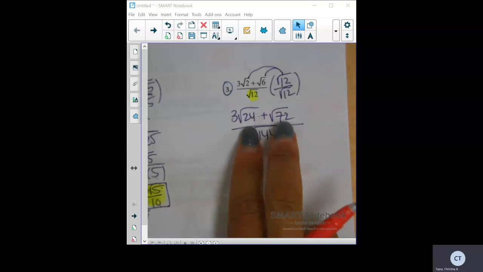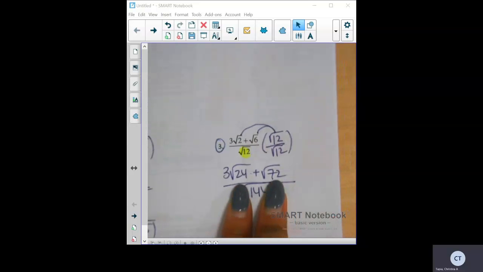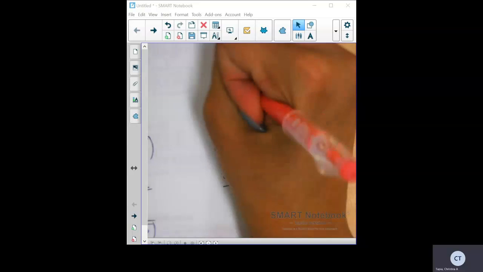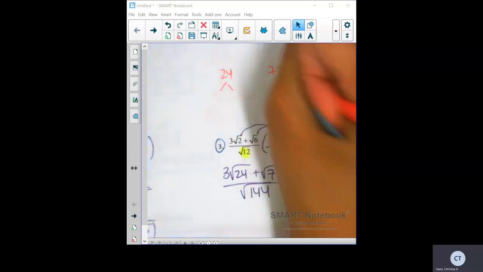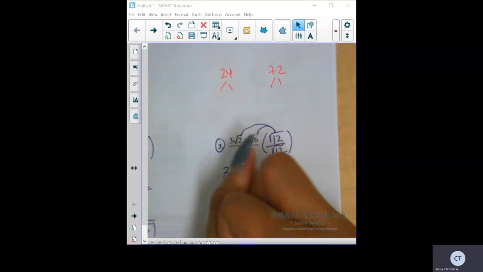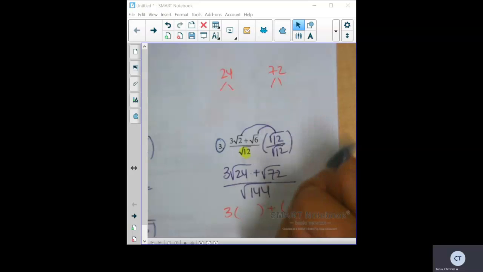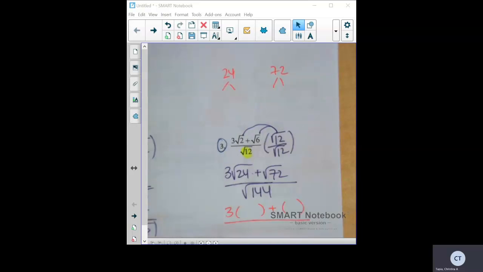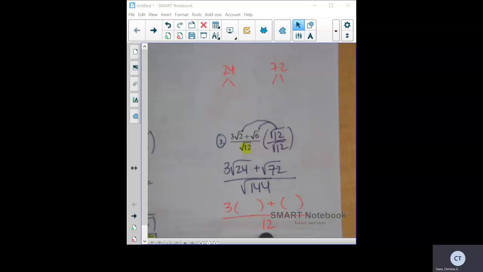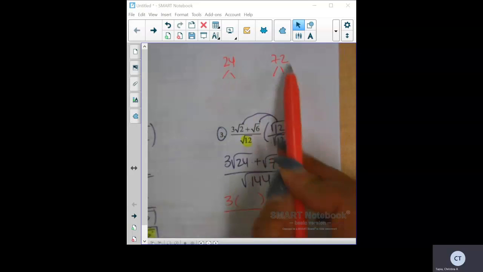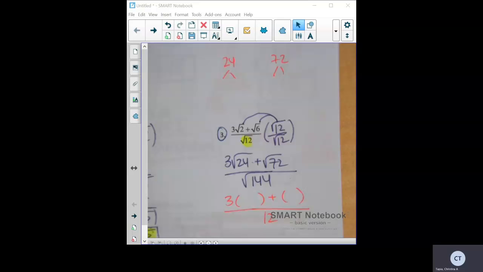Remember, when you add or subtract, you have to simplify first. So up here at the top, I'm going to simplify 24. You guys simplify 72, and plug in what your simplified version looks like for 72 and 24. Before you do that, though, what's the square root of 144, just to get that out of the way? 12. So in the denominator, I just put that 12. Simplify 72, I'll do 24.